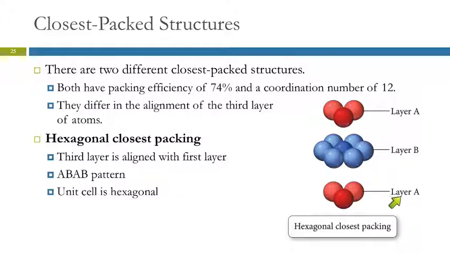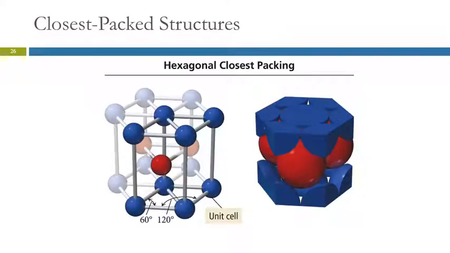So this would be a pattern of A, B, A. The third layer is aligned with the first layer. The unit cell here is hexagonal and not cubic. So it's called hexagonal closest packing. So here is a unit cell, and you see that it's not a cube, it's hexagonal, right? So actually that's not the unit cell. This is the unit cell right here, but you get the idea. It makes a hexagon.